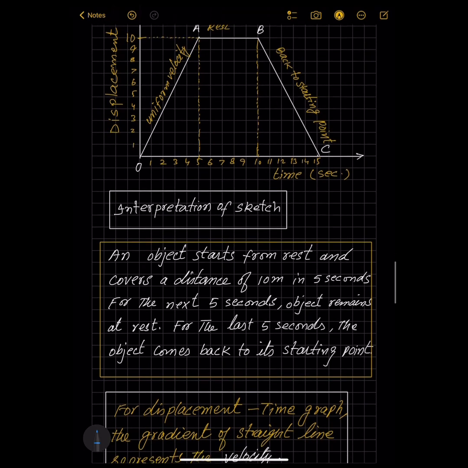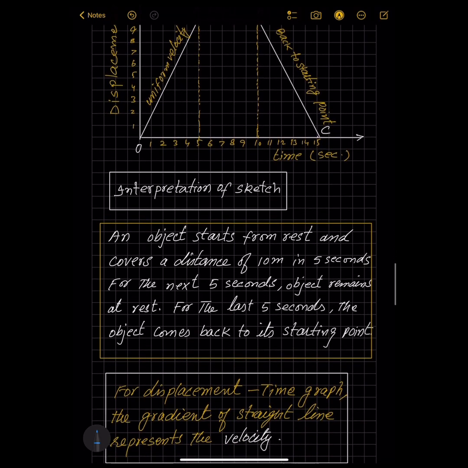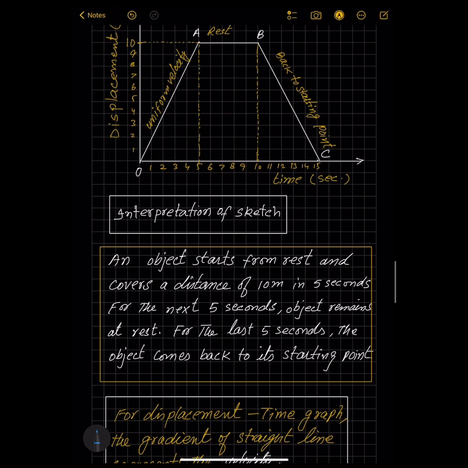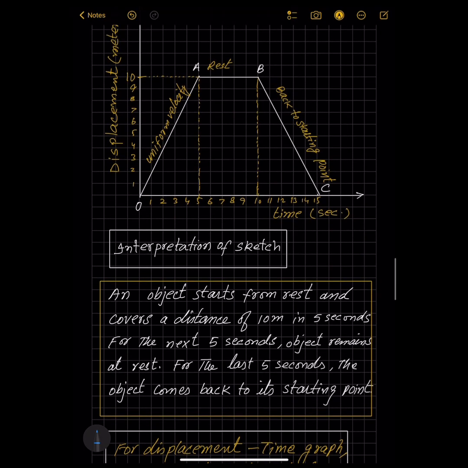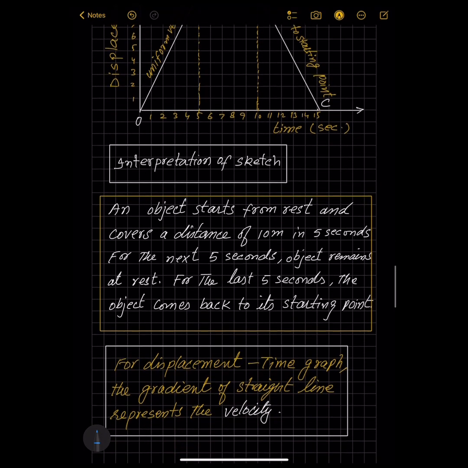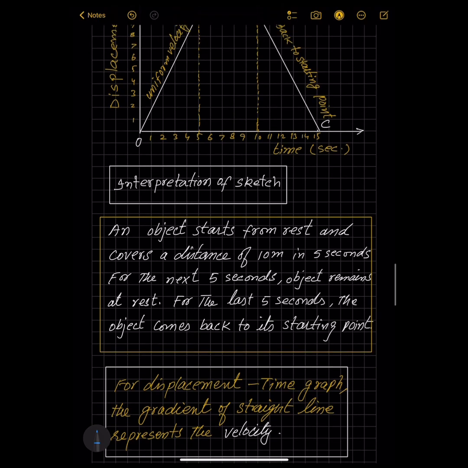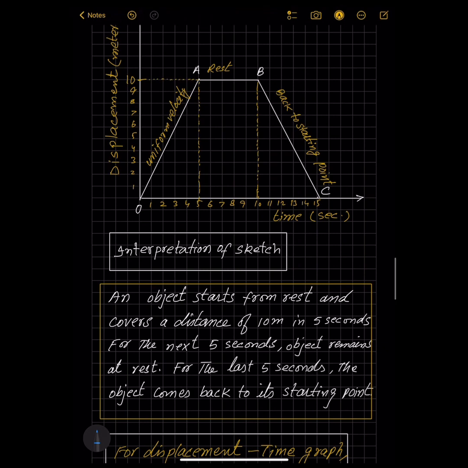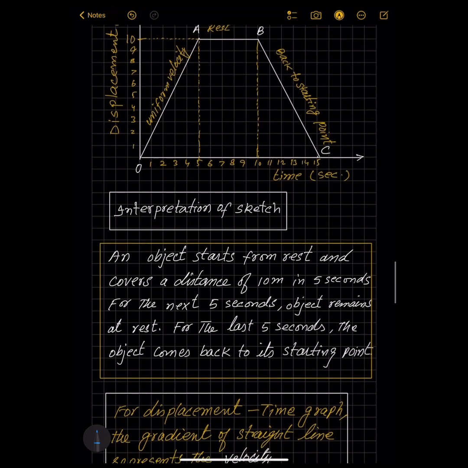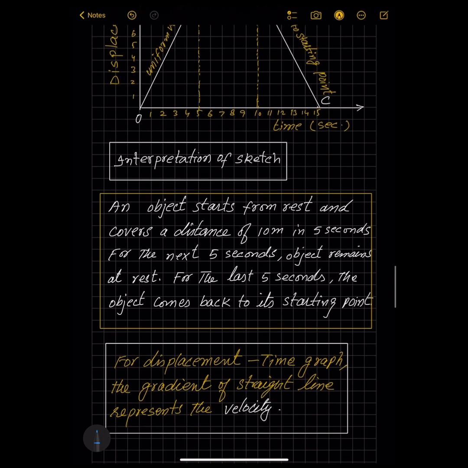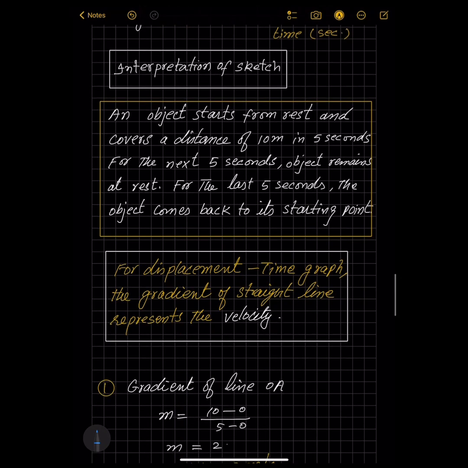So for the displacement time graph, if we take the gradient of this inclined line OA, this will give us the velocity. And the gradient of line AB, because line AB is horizontal, will be 0. This means that velocity is 0, so the object is at rest. For a displacement time graph, the gradient of the straight line represents the velocity.